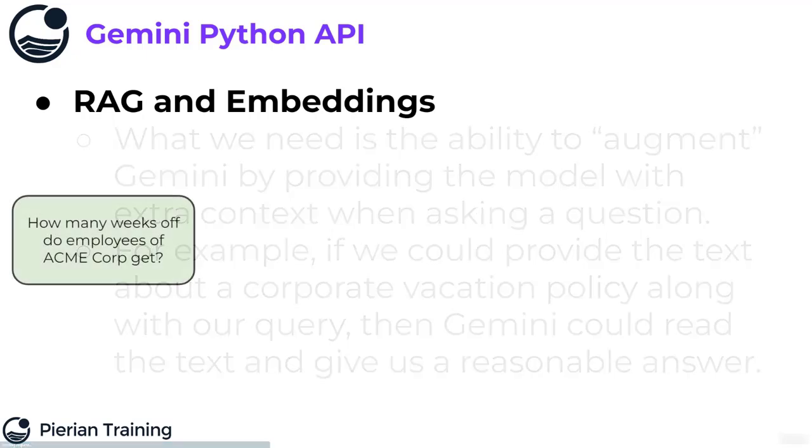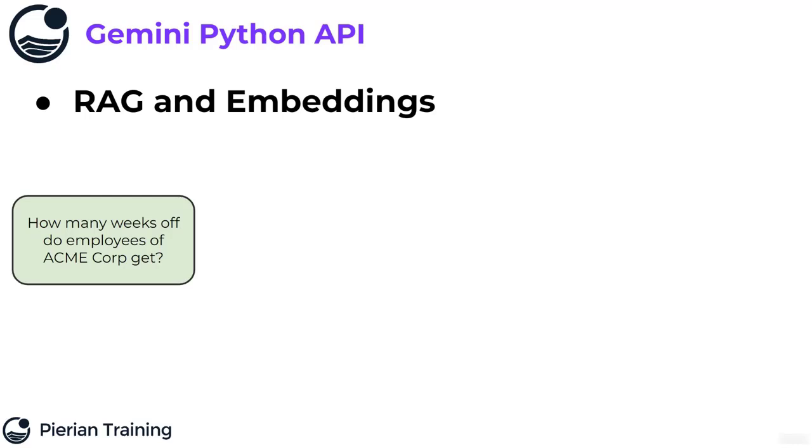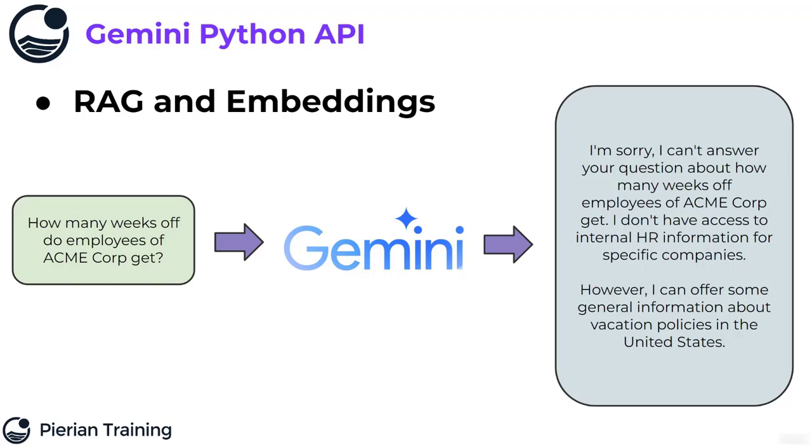So for example, if I just went with base Gemini and I asked it, how many weeks off do employees of Acme Corps get? And I sent that over to Gemini. Acme Corps is just a company that Gemini doesn't really know about. Here you could replace this with something like Salesforce or Microsoft, etc. But most likely you're going to get just a default answer. It can't answer questions about how many weeks off employees get at a specific corporation. It doesn't have access to internal HR information for specific companies, and maybe it just tries to generalize and offer general information about vacation policies in the United States or other countries.